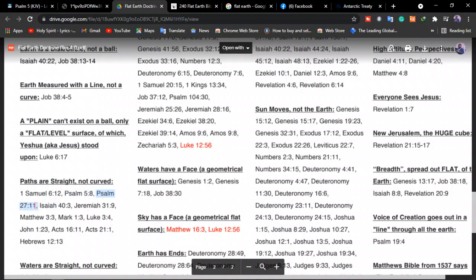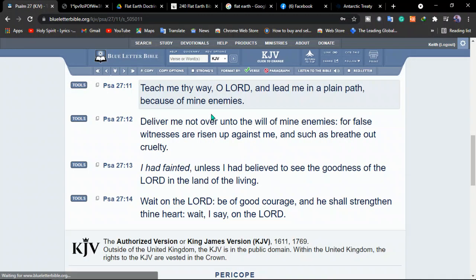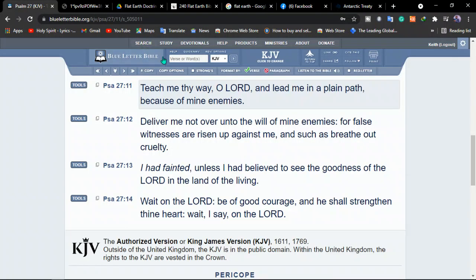Psalms 27, verse 11. Teach me thy way, O Lord, and lead me in a plain path because of my enemies. Plain path. We're just seeing the word plain, what it means. We've just seen about that, all right? So you understand. Isaiah 40, verse 3.